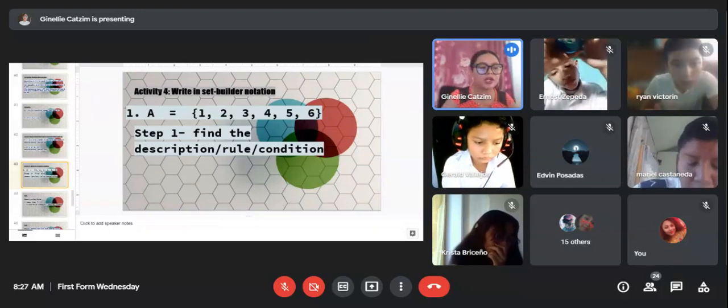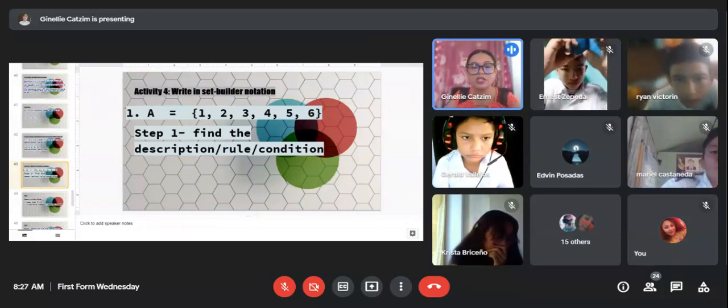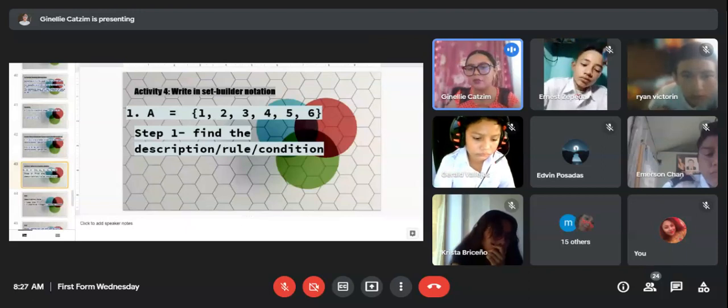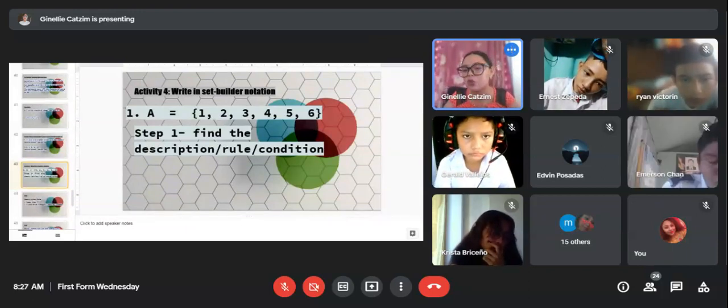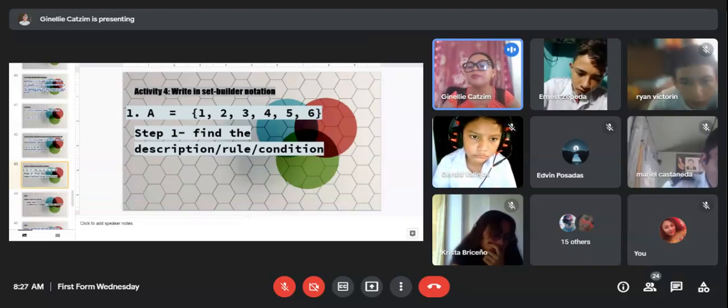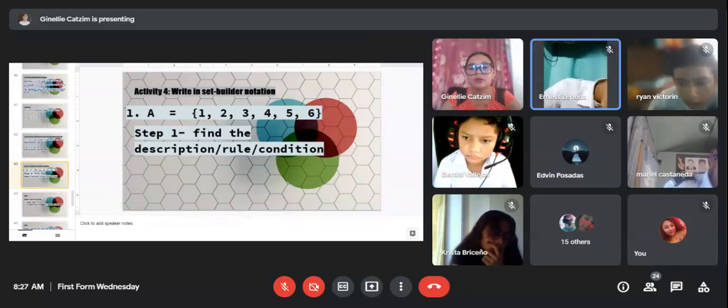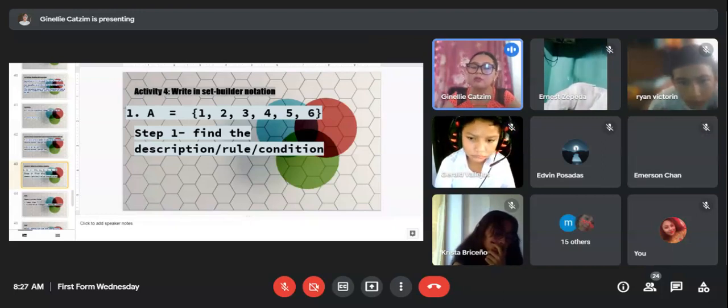What is the description of this set? Just the description. I'm not asking for anything else. I'm not asking you for the notation. I'm just asking the description. Remember, it is important. First six natural numbers. The first 6 natural numbers.